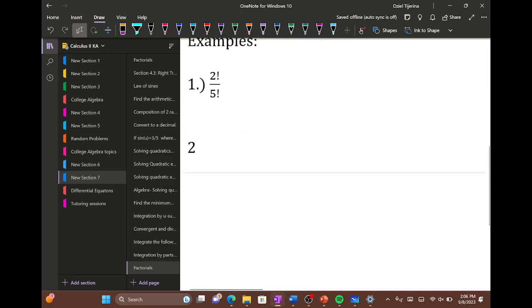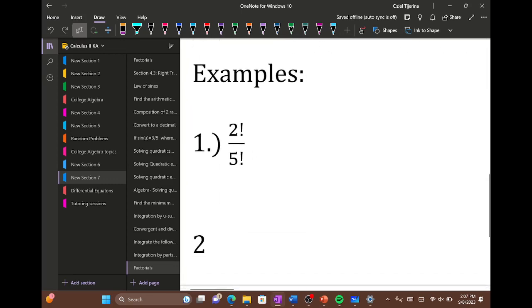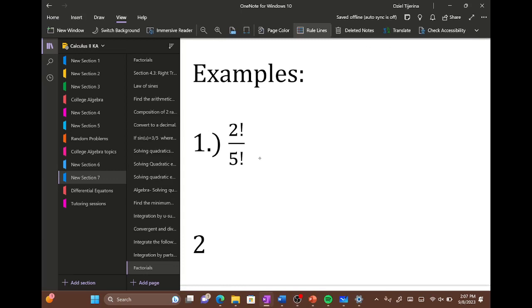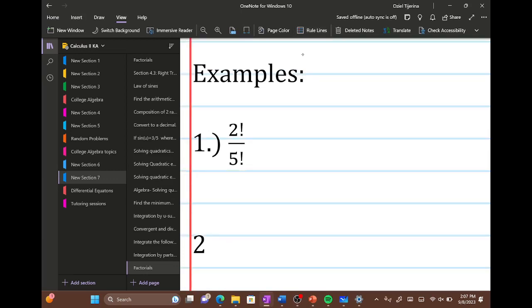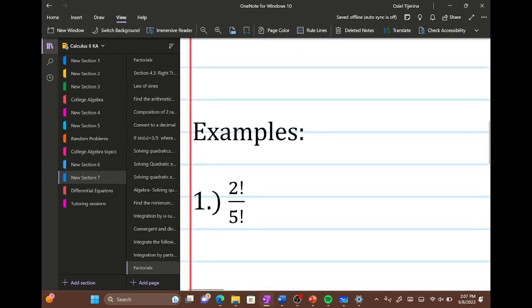So I'm going to go over some examples here, and let me do lined paper. Like I said, this is just going to be a kind of prerequisite or introduction to factorials. I might also go over some algebraic factorials, so I will do that in this video as well. So this first one, right?